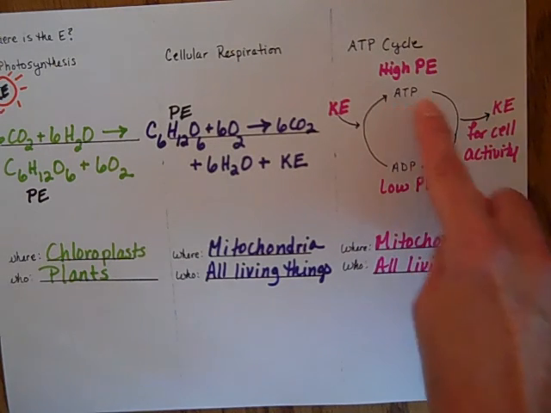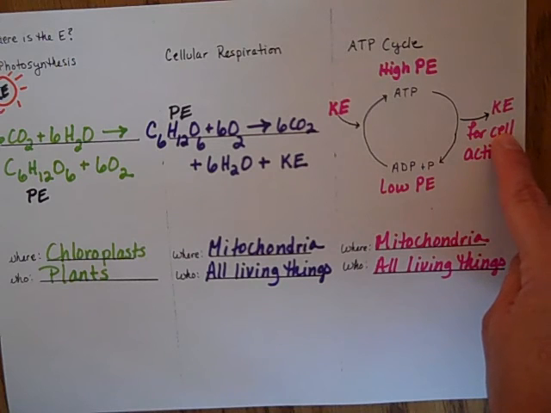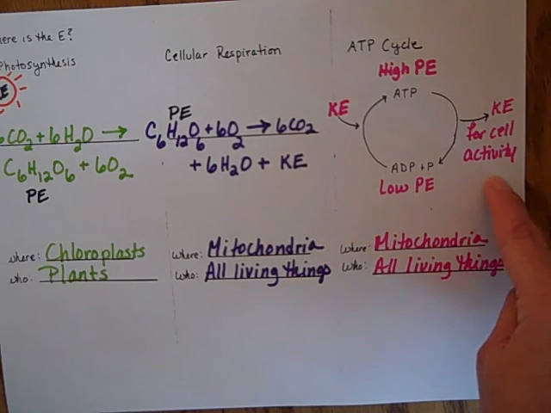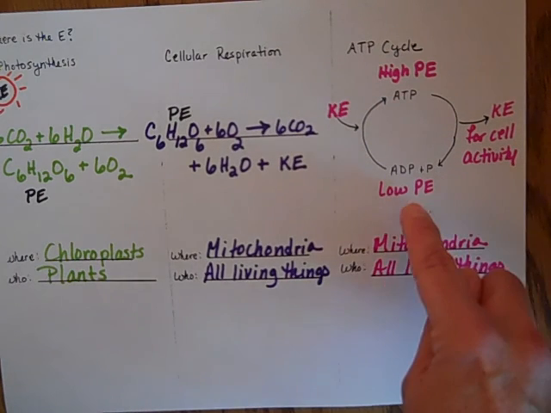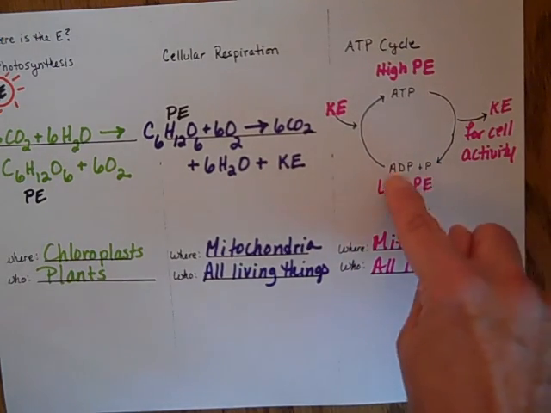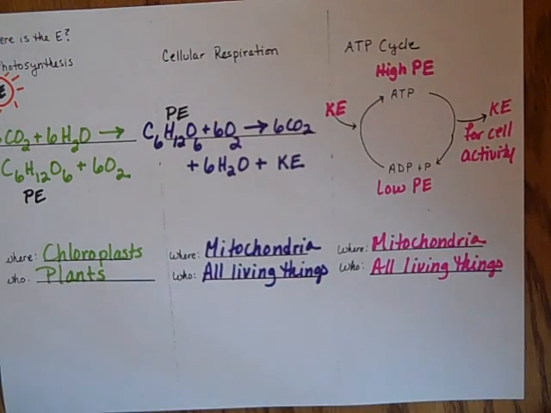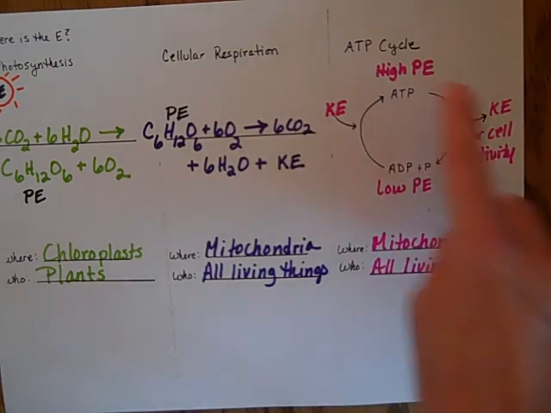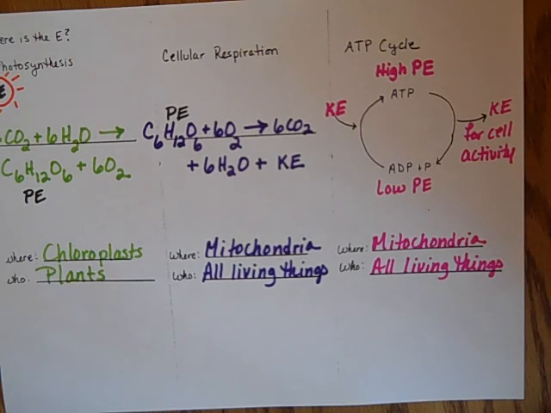When the energy is needed, you break that third phosphate off and you've got kinetic energy that the cell can use for its activities. Now you've got ADP, which also has potential energy, but it's a lower amount than ATP because there's only 2 phosphates on it instead of 3. And that third phosphate can be reattached simply by adding energy from glucose during cellular respiration, which is then stored in the ATP molecule, and the whole cycle simply repeats over and over again.